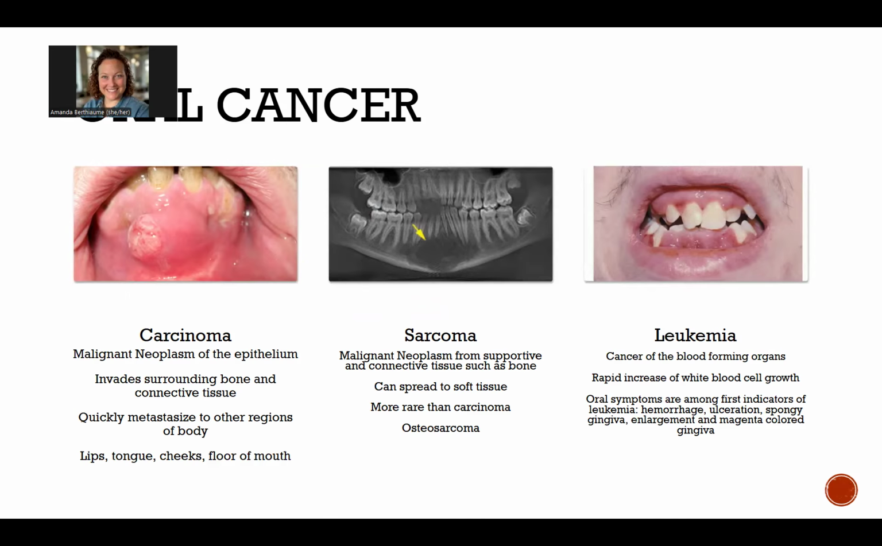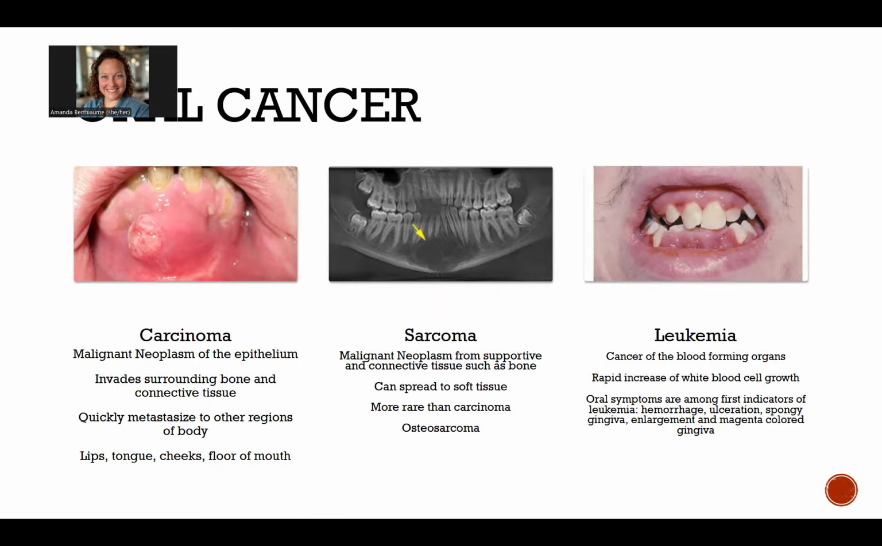There are different kinds of oral cancers. You might see carcinoma, right? That's a malignant neoplasm of the epithelial tissue, so that specific tissue. It's going to invade the bone and connective tissue. It quickly moves to other regions of the body. It's going to affect the lip, the tongue, the cheeks, and the floor of the mouth.